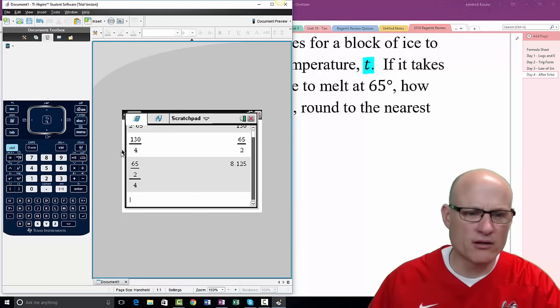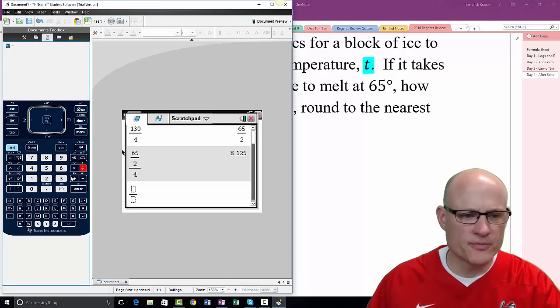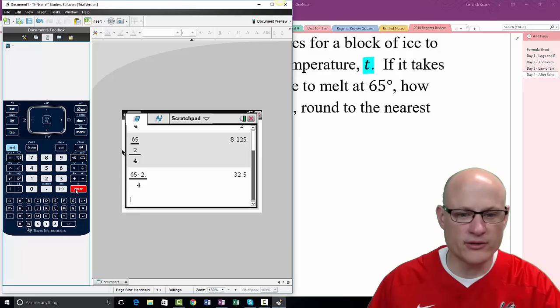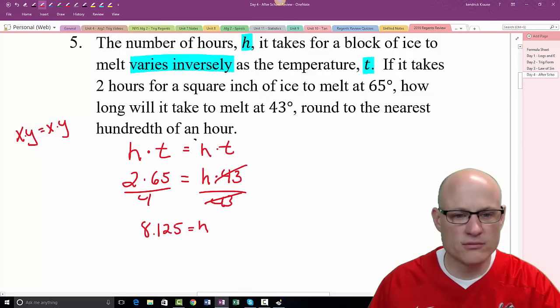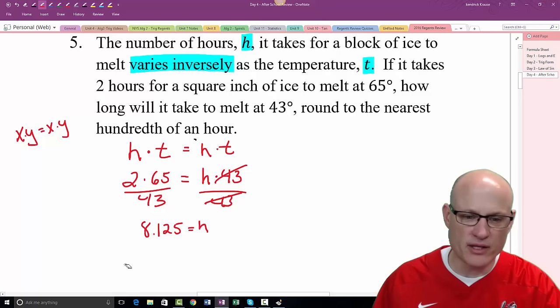Oh, no, that didn't work out right. Something's not right there. Let's try this again. I'm going to do control division. 65 times 2, we'll put a decimal point in there, divided by 4. Enter. Oh, it's 43. That's the problem. I knew something didn't make sense.